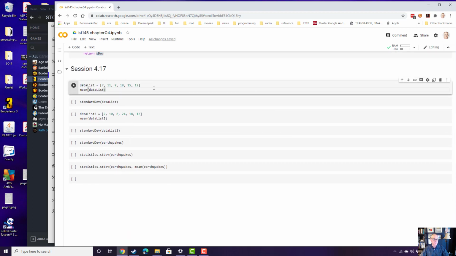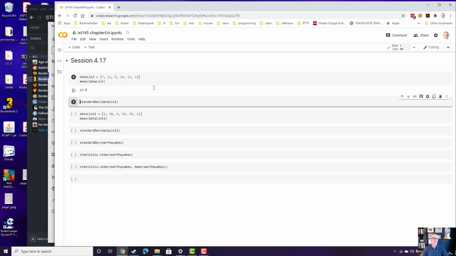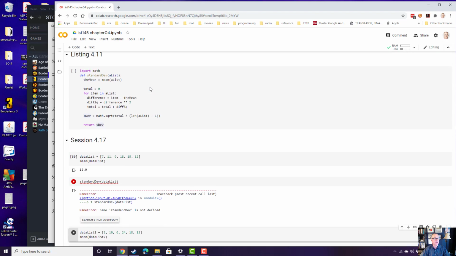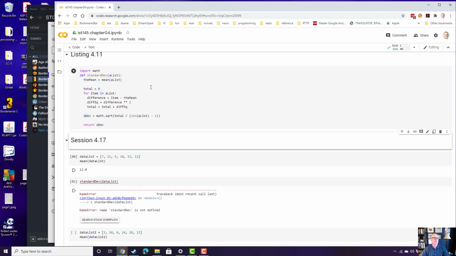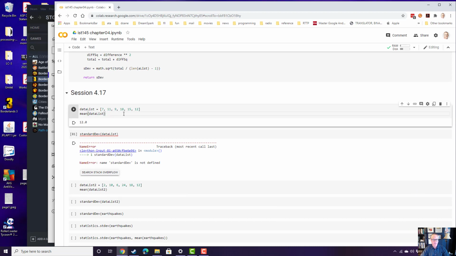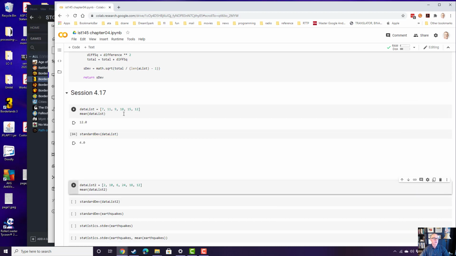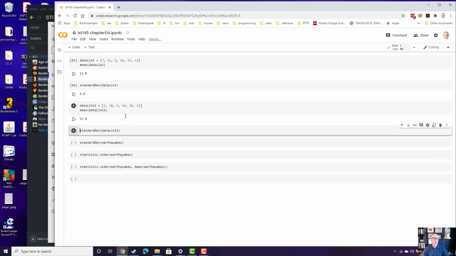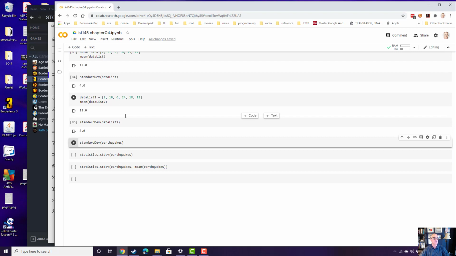So here we go. Here's my list with a mean of 12. My standard deviation for that, oh, I didn't define the module. There we go. Standard deviation is 4. Now if I have this list here with a mean of 12, its standard deviation is 8.